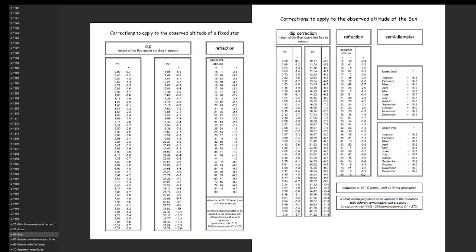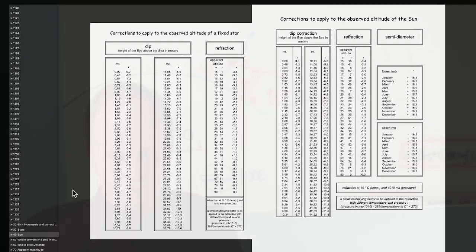Okay, so what we do now is we go back to the Nautical Almanac and we go down to this section that says sun. This is where you'll find the correction data for your sun sights. And the very first thing, dip. So if you're right on sea level, your dip angle is 0. However, if you're 5 meters above the sea, you're going to have to subtract 4 minutes from your sextant reading in order to get an accurate angle to the sun from your horizontal at your height above the sea.